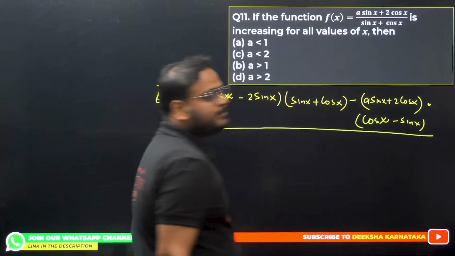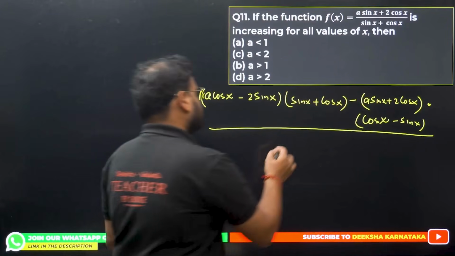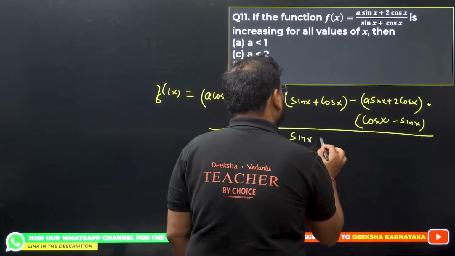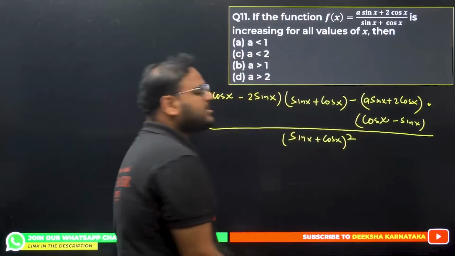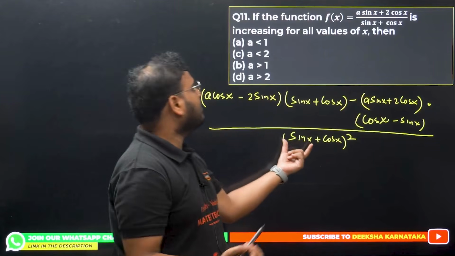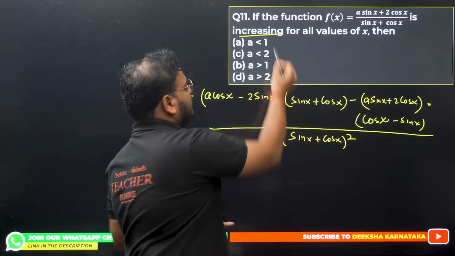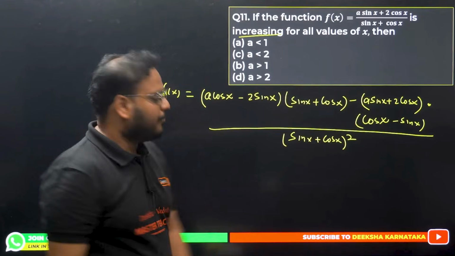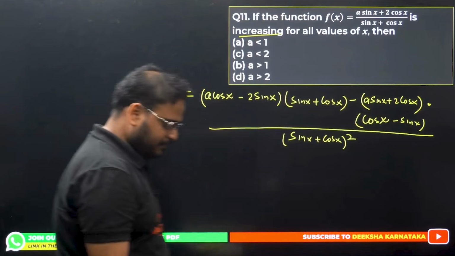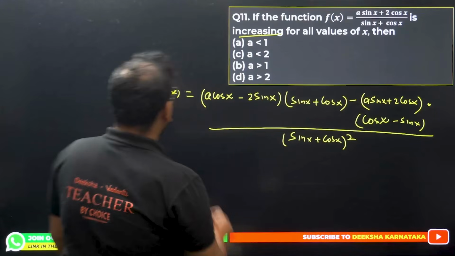What about the denominator? The square of sin x plus cos x, the whole square. Whole square means it is all positive. I don't have to worry about this part, because I'm looking for an increasing function, and it is always positive in nature. So we'll not worry about that part. Great. This is step number 1.